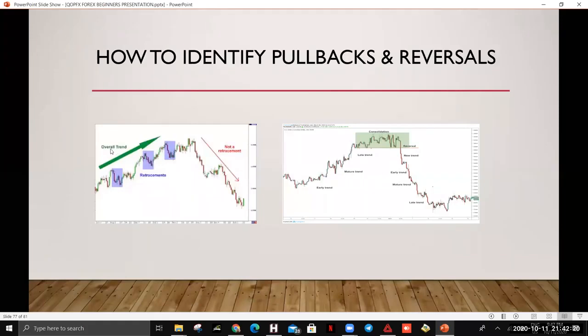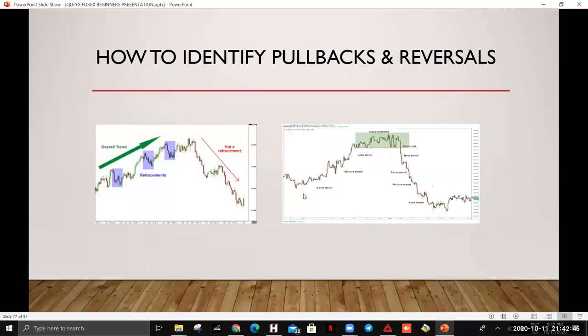Now see, overall trend here is what? An uptrend. These purple ones are retracements, they're pullbacks. These are just temporary pullbacks for you to do what? Take another position, enter, go back up. But by the time you see something like this, boom, the trend has changed back to what? A downtrend. I'm sure you can understand it from this. This is no more a retracement. It's now a downtrend.